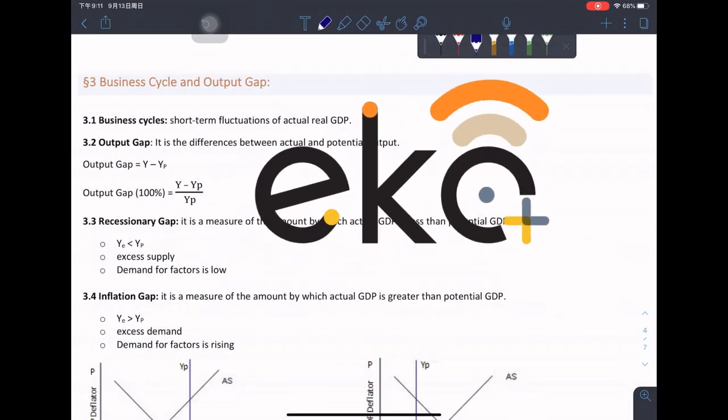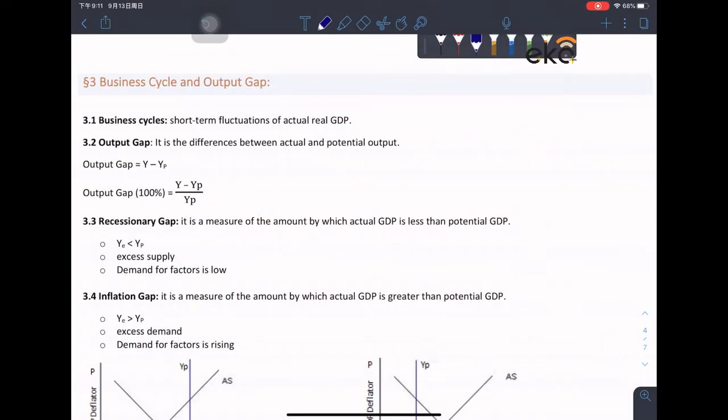Business cycle and output gap. Business cycles are the short-term fluctuations of actual real GDP. Output gap is the difference between actual and potential output, which is Y and YP. Output gap in percentile is (Y minus YP) over YP. The denominator is YP, remember.